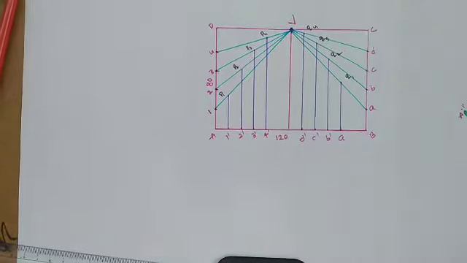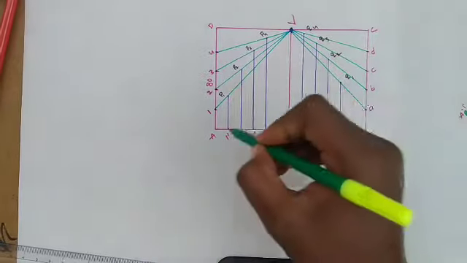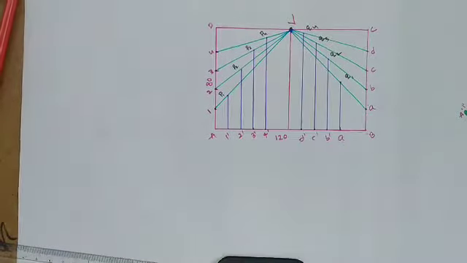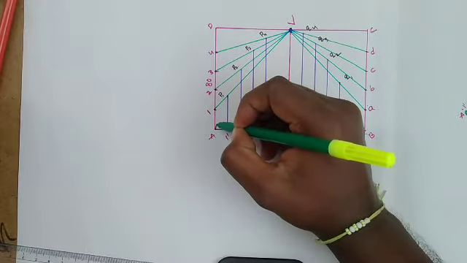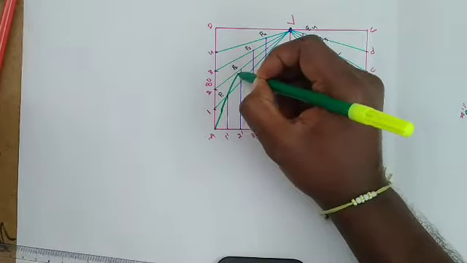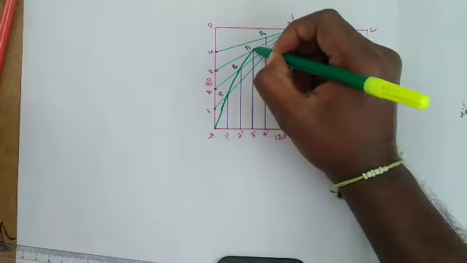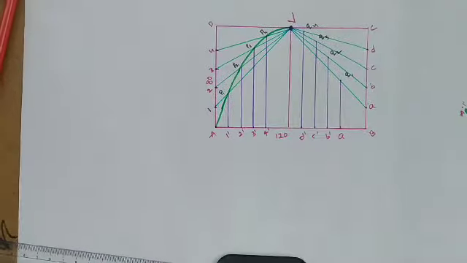Draw a curve passing through these intersection points, and you will get the curve. The curve is nothing but your rectangular parabola. Draw the curve passing through these intersection points up to the vertex point.